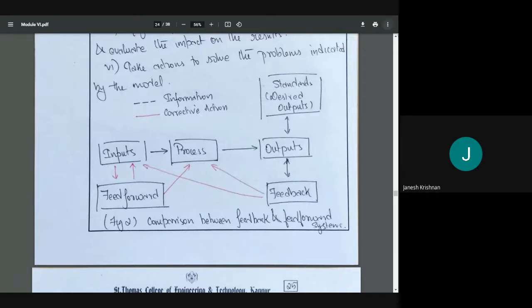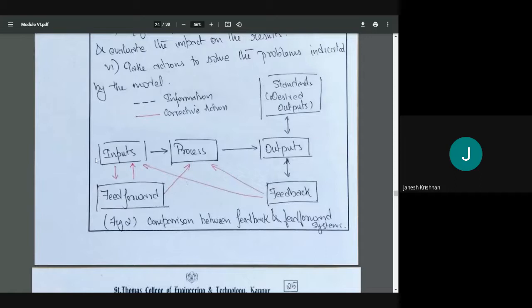That is the feedback system. Okay, in the feed forward system, what will happen? We have the inputs, we have the process, we have the output. Again we have standards and we'll have feedback. But in the feed forward system, what we'll do is, well before the program has started, we'll feed it into the input. It may be fed as corrections into the inputs or maybe into the process.